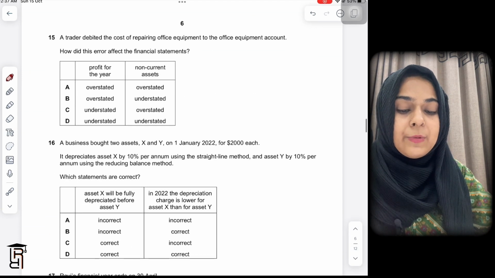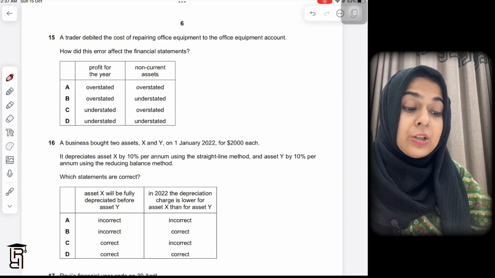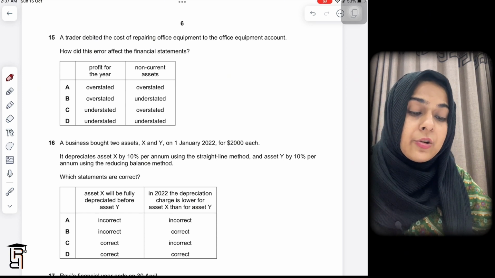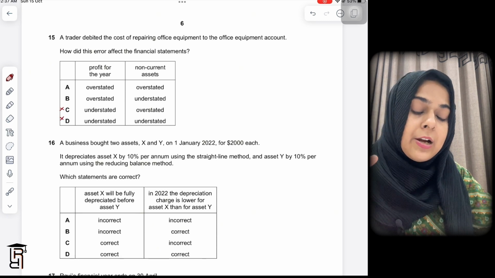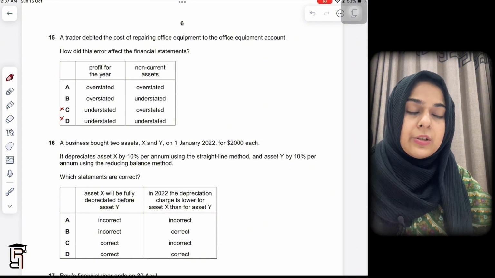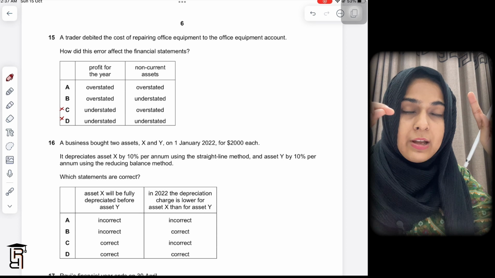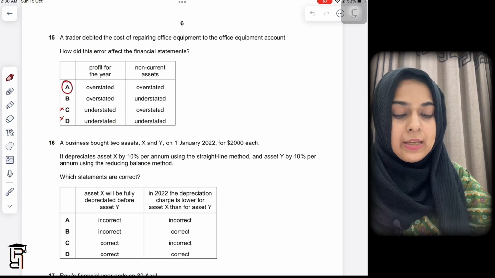Okay, question number 15 says a trader debited the cost of repairing office equipment to the office equipment account. So repairs was put into the non-current asset account. That means your expenses are understated, which means your profit is overstated. So C and D cannot be your answer. Also, if you put the cost of repairs into the office equipment account, that means you have overstated the non-current assets here. So your answer should be A.